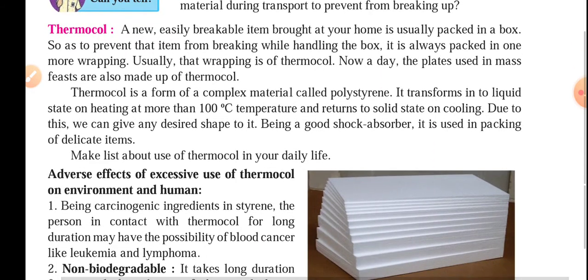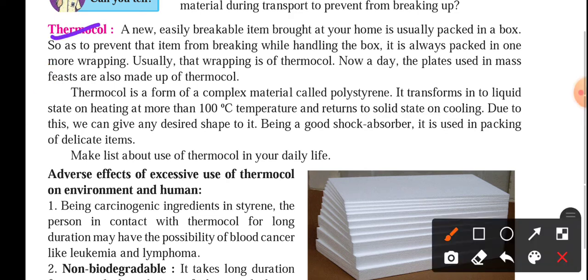The next is thermocol. A new, easily breakable item brought to your home is usually packed in a box, so as to prevent that item from breaking while handling the box. It is always packed in one more wrapping, and that is the thermocol. Thermocols give a soft box-like structure for the materials which are fragile. Not only that, this thermocol is one of the worst products I can say.